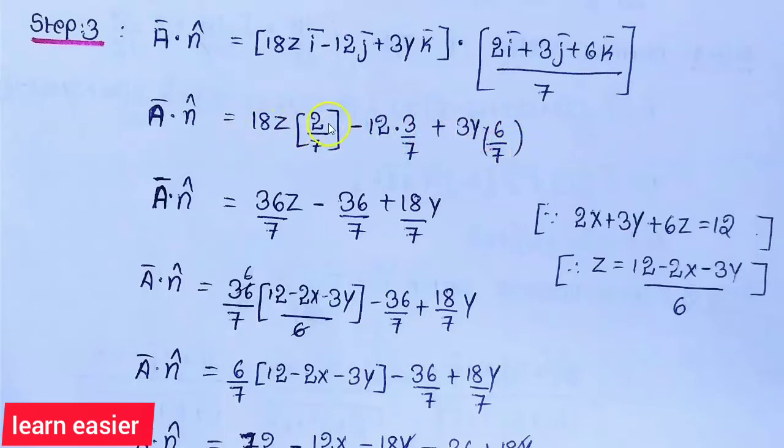So you can see here 18 into 2 is 36 by 7 into z, minus 12 into 3 is 36 by 7, plus 3 into 6 is 18, so 18y by 7.